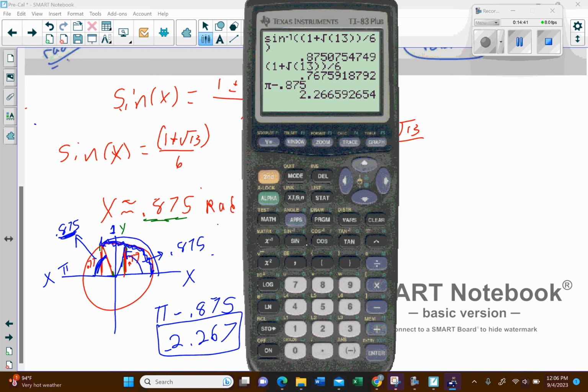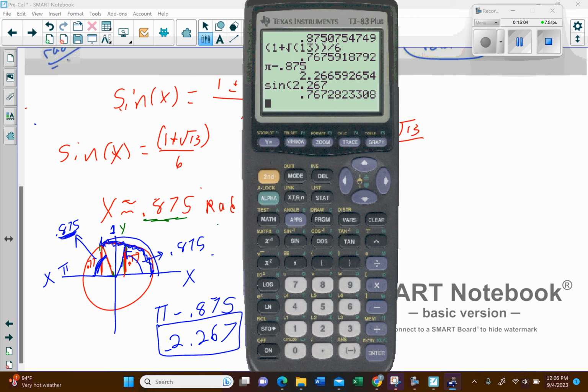So if I were to take sine, and I'm going to plug that number in right there, 2.26, we'll round it up to a 7, right? I'm going to get really close to that 0.767591 I have up here, because that's telling me the ratio right there. So I just want to show that to you. See, look at that. It's not quite perfect because I put a rounded number in there.